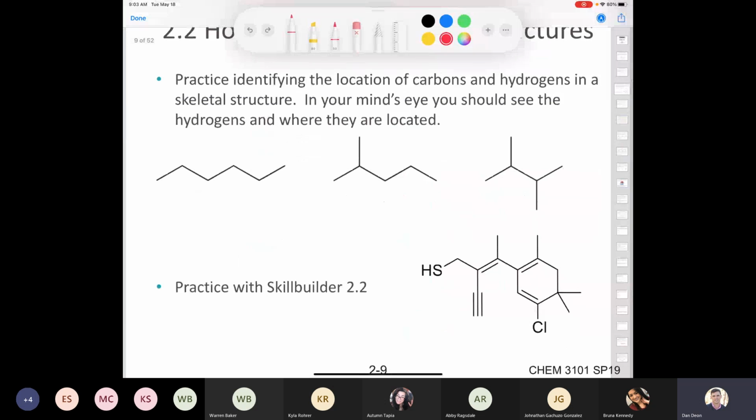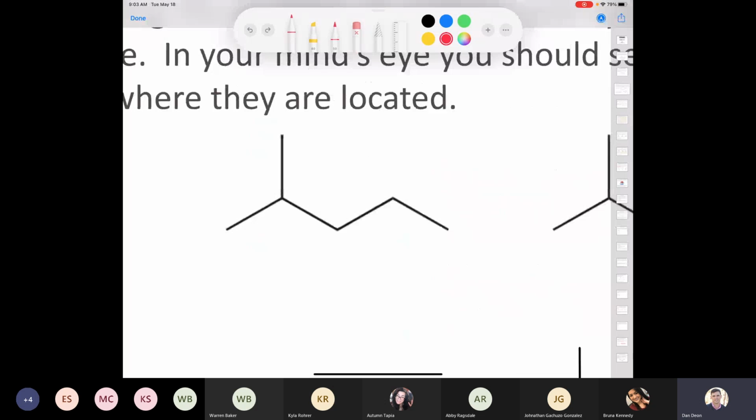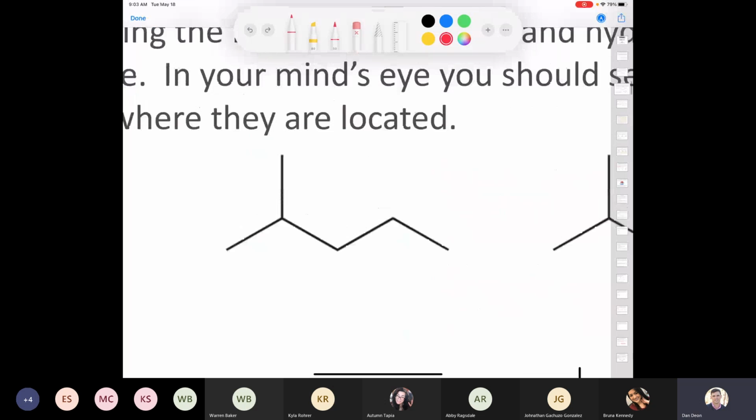All right, let's take a look at some practice here and see if we can identify the total number of carbons and hydrogens in a molecule. We kind of already did this one. Let's take a look at this one right here, the second one that's got a branch in it. Could anybody tell me how many total carbons are in this molecule, this bond line structure? Absolutely. Thanks, Autumn. There's 6, aren't there? We have a carbon here, here, here, here, and here, and here. So we have a total of 6 carbons.